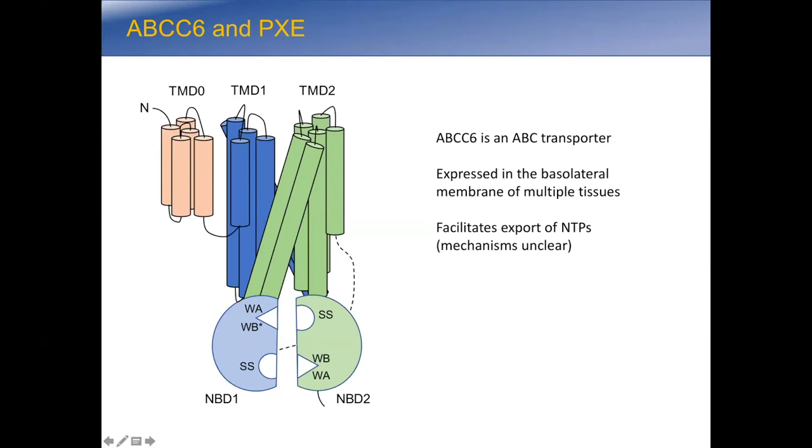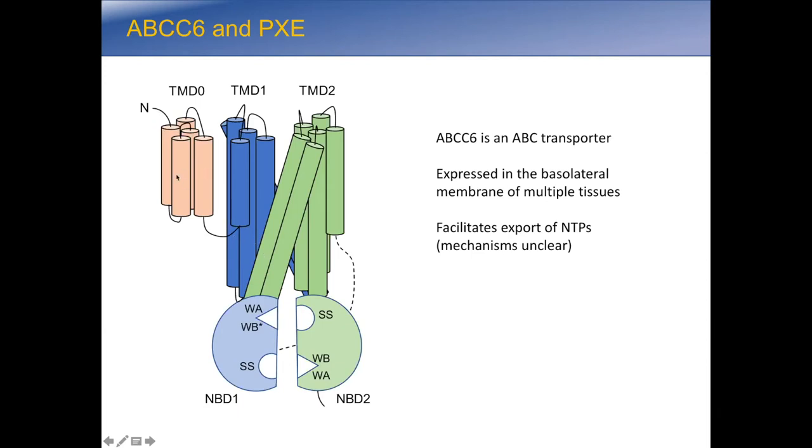So we know ABCC6 is a member of what we call the ATP binding cassette or ABC transporter family of proteins. It's expressed in the membrane of multiple tissues. I think most people are aware that it's most highly expressed in the liver and the kidney, although it's expressed in a lot of peripheral tissues as well. And right now the field believes that it facilitates the export of nucleotide triphosphates, although I think the mechanisms by which it does this still remain a little unclear. And we can draw cartoons, much like the one I have on the left-hand side of the slide, based on what we know about this family of proteins.